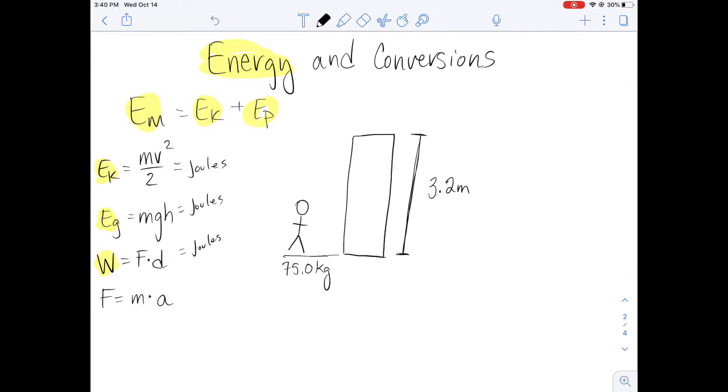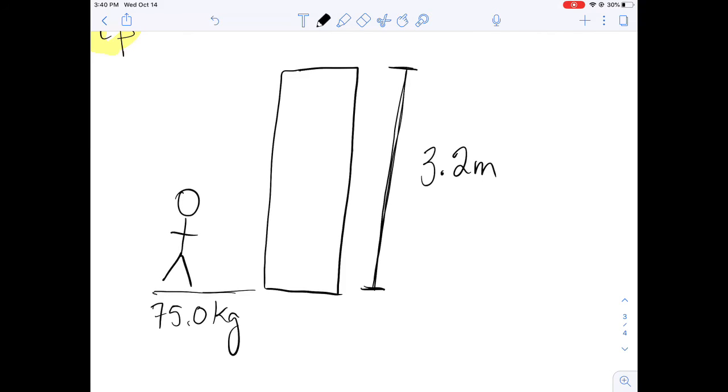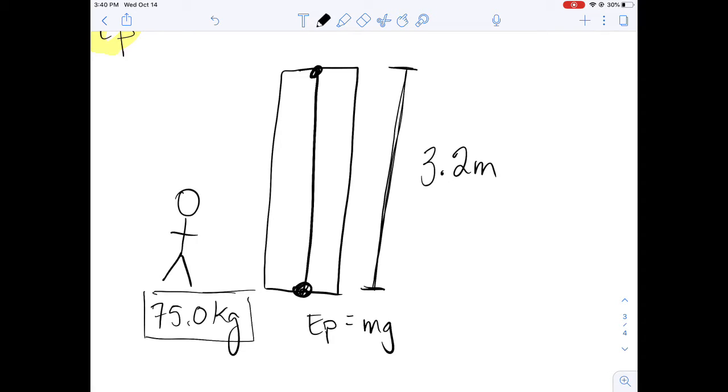So if I'm talking about this person who is going to jump 3.2 meters up, which I don't think is possible, and he weighs 75 kilograms, I could calculate the potential energy it takes to go from the bottom to the top. The potential energy is going to be his mass times gravity, which is a constant on Earth, times height. And that's the energy it takes to go from the ground to the top.